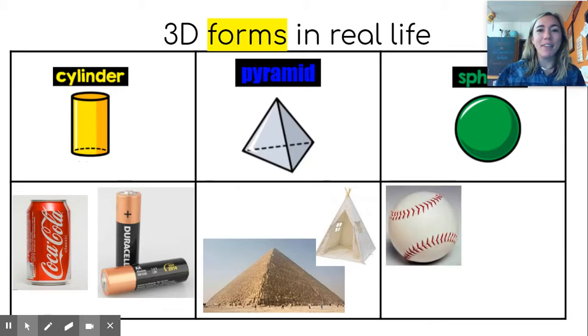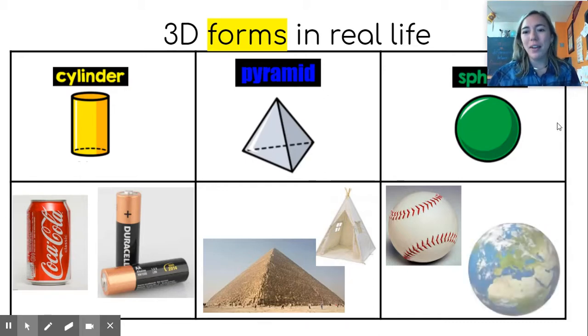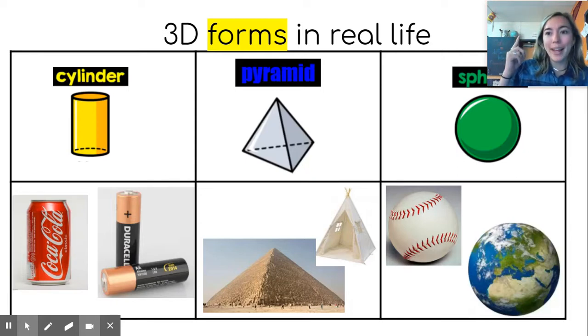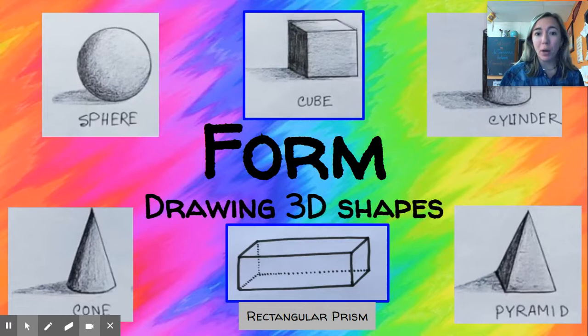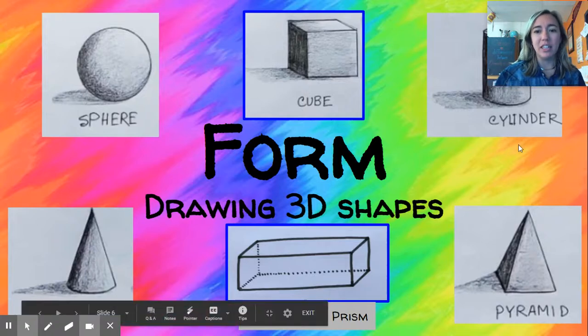And then a sphere. If you have any sort of ball at home, you could use that to look at while you are trying to draw. Also a globe. Oh, look, there's one right behind me. That is in the shape of a sphere. Now today, since we are going to learn how to create form with our drawings, I'm going to teach you some tips and tricks of how to draw all 6 of these 3D shapes.